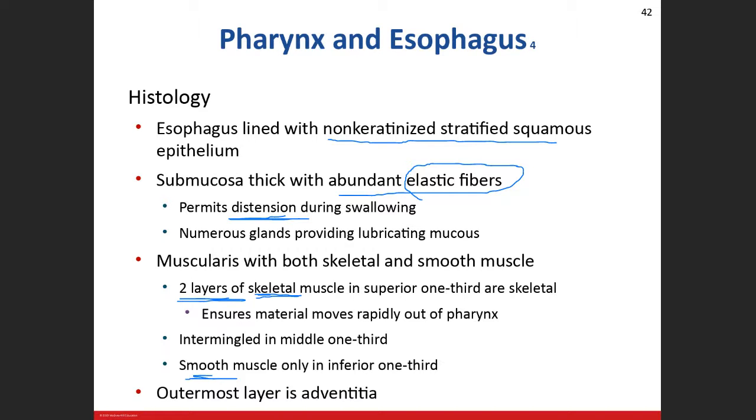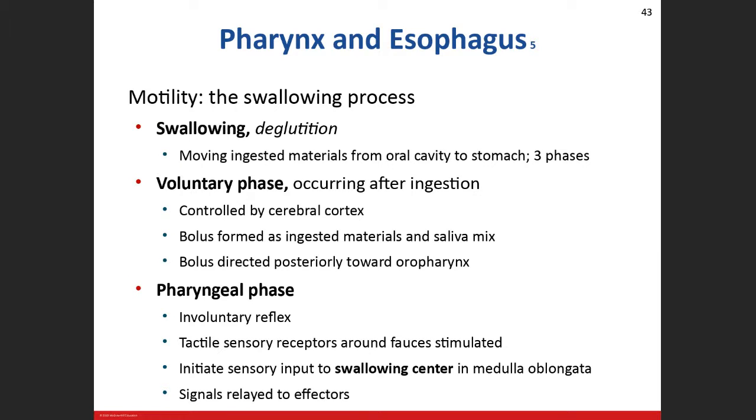And then the outermost layer, the adventitia, is also known as the serosa. All right, so let's talk about swallowing. There are going to be 3 phases to swallowing. Another name for swallowing is deglutination. Basically, we're going to chew some material up and form a bolus, and then that bolus, which is formed in the oral cavity, is going to travel from the oral cavity down into the stomach. So the first phase is the voluntary phase.